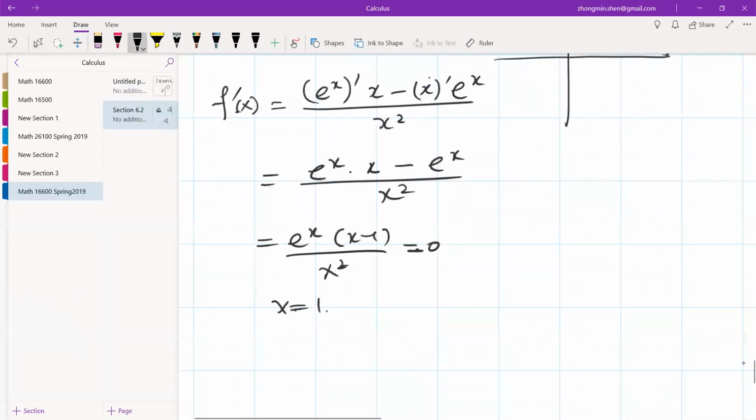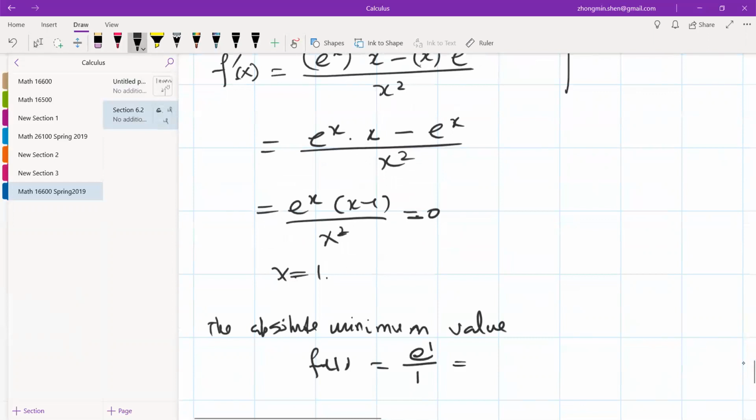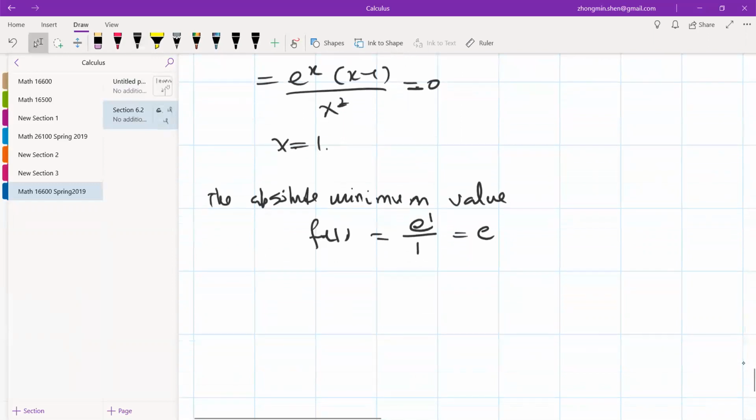Right, so the absolute minimum value must occur there. The absolute minimum value is going to be f(1). This is going to be e to the 1 divided by 1, which is just e. Okay? So this is where we find the absolute minimum value.